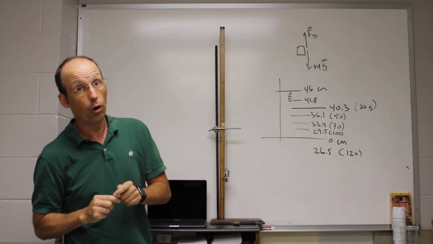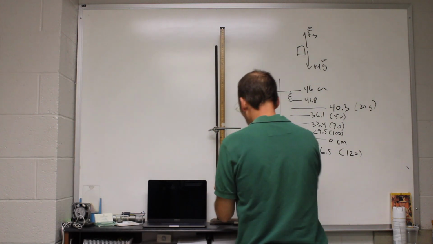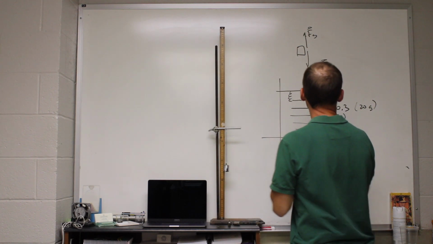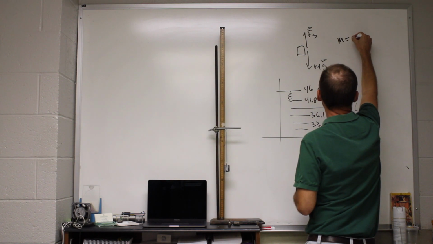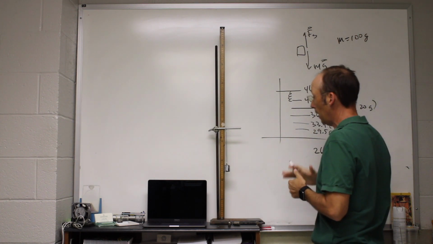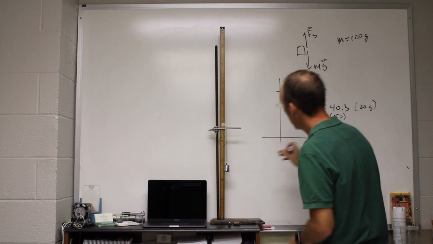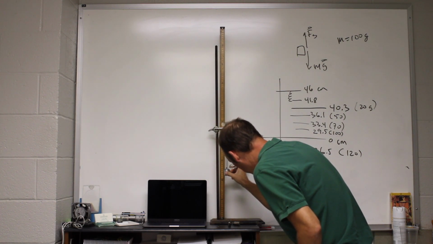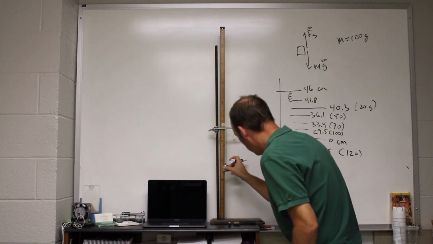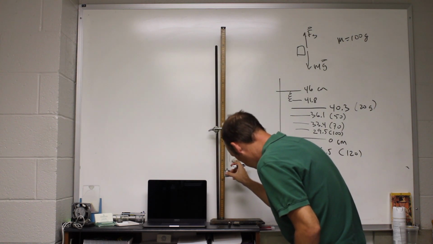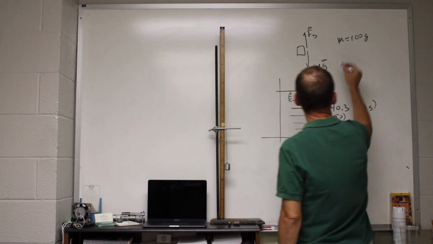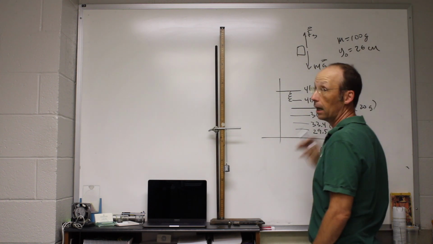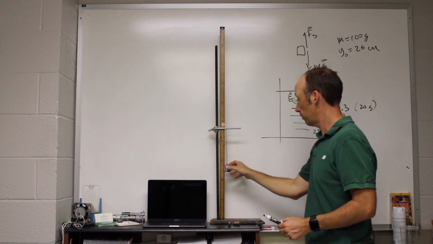I do want one more thing here. Okay, so what I want to do is let's suppose I go back to 100 grams. And let's write this over here. M equals 100 grams. And I'm going to pull it down to, let's do 26. I'm going to pull it down to y0 equals 26 centimeters. And I'm going to let go, and let's see what it does.